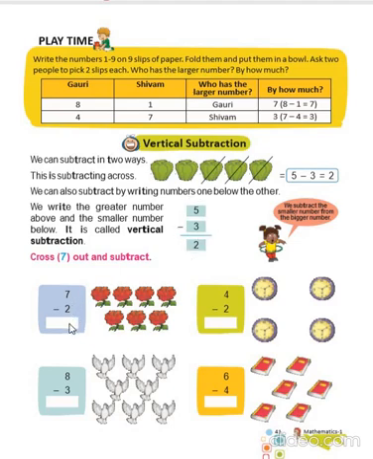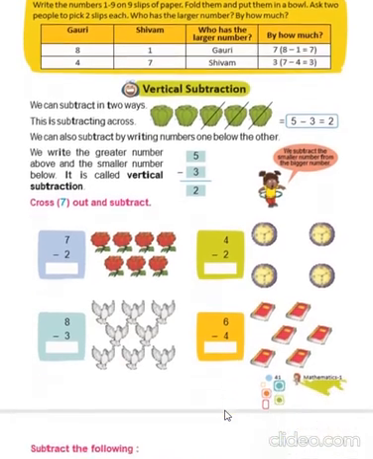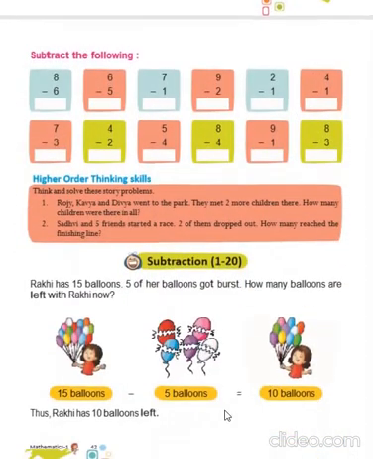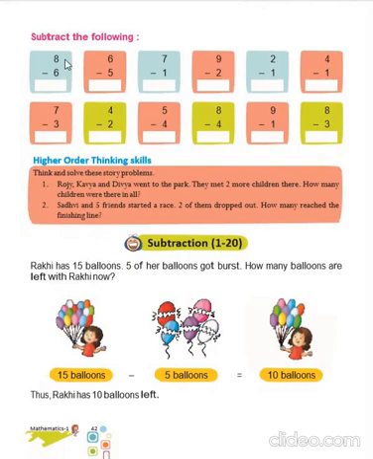7 minus 2 will be 5. 4 minus 2 will be 2. 8 minus 3 will be 5. 6 minus 4 will be 2. Now subtract the following. 8 minus 6 will be 2. 6 minus 5 will be 1. 7 minus 1 will be 6. 9 minus 2 will be 7.